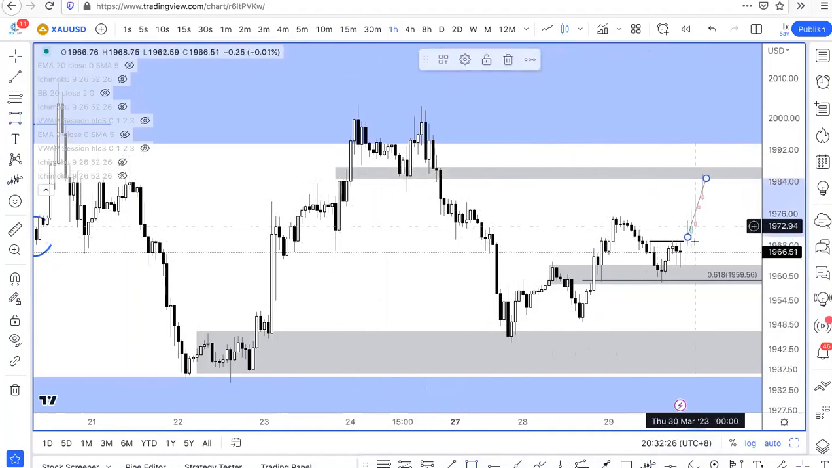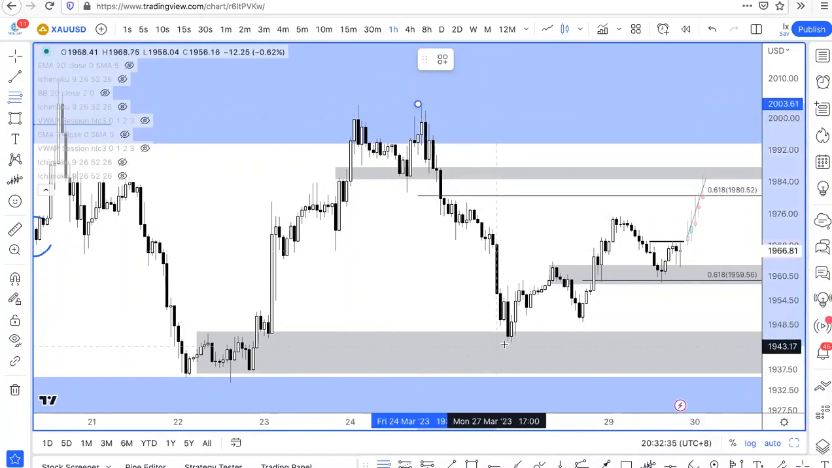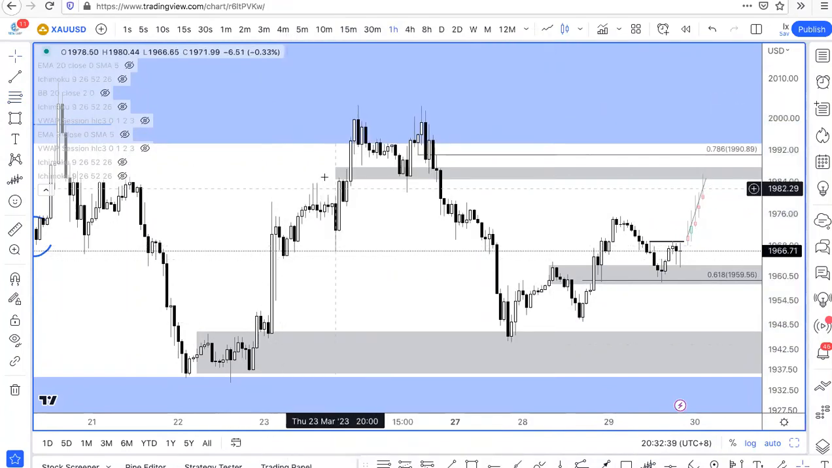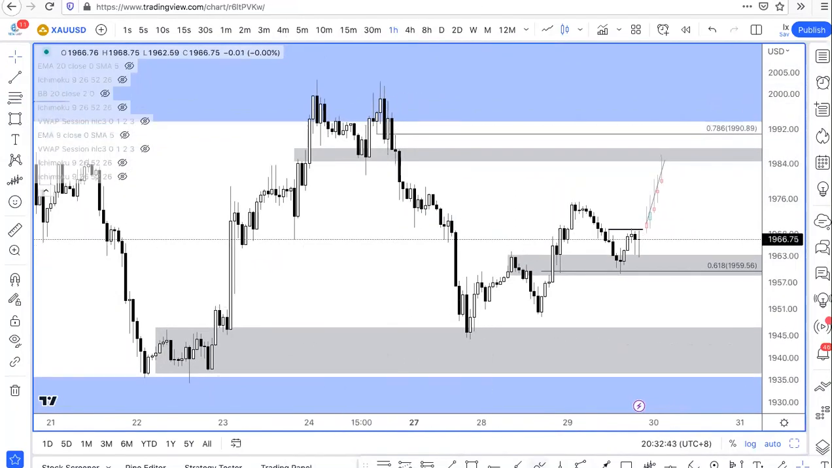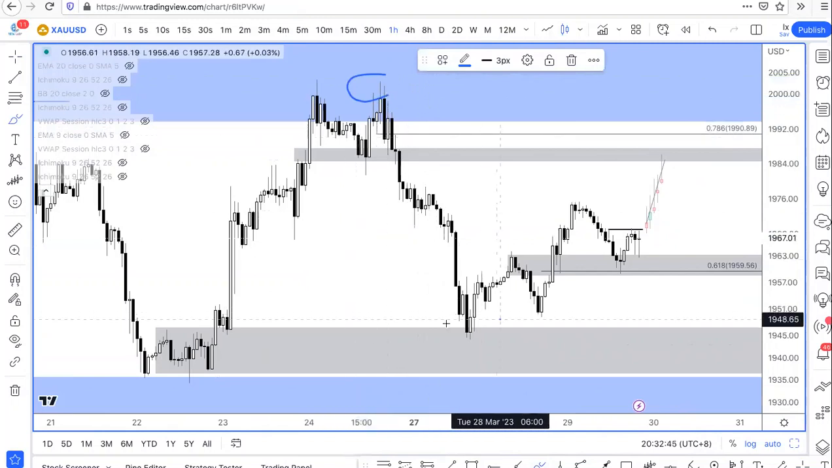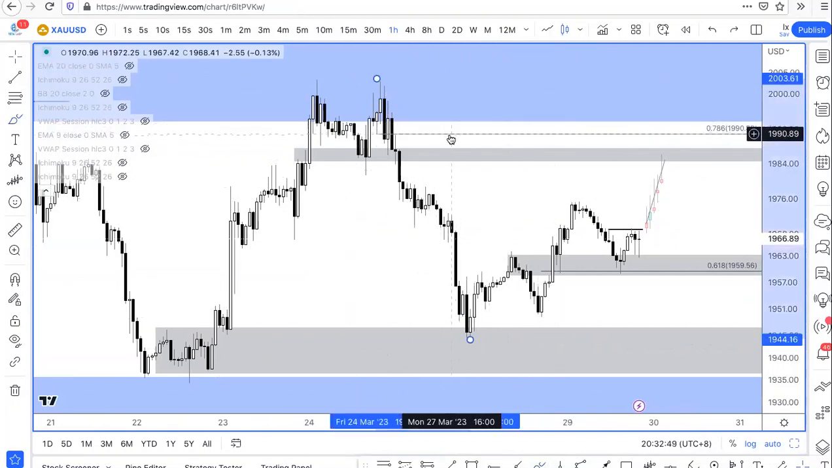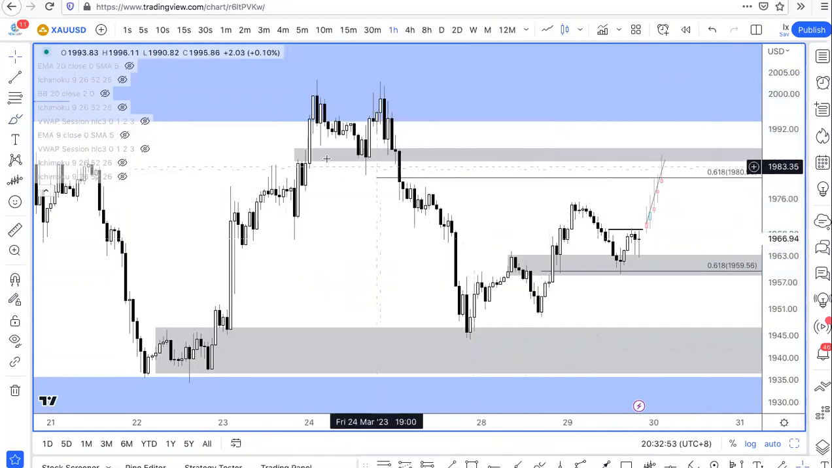If price breaks above it, I think we could be expecting a bigger push up over here. Then again, for this area you can do your retracements. In this case, this would be the highest point here, and this would be the lowest point. This area itself doesn't really line up with any retracement levels, so in this case I'll just omit this. You can see 61.8 is slightly lower.